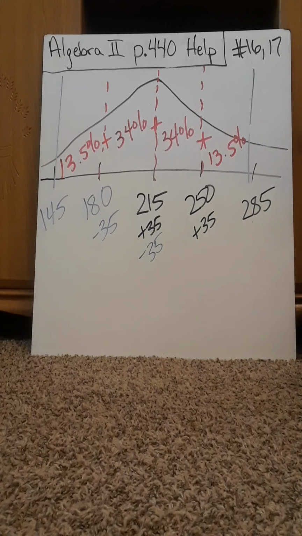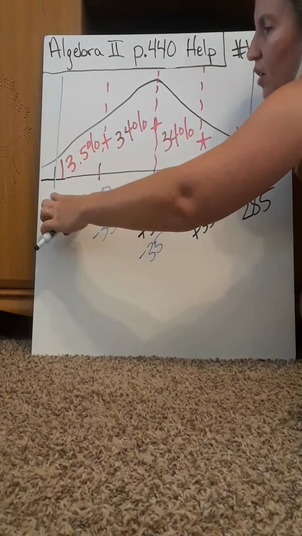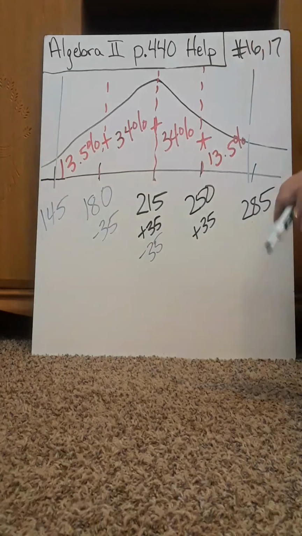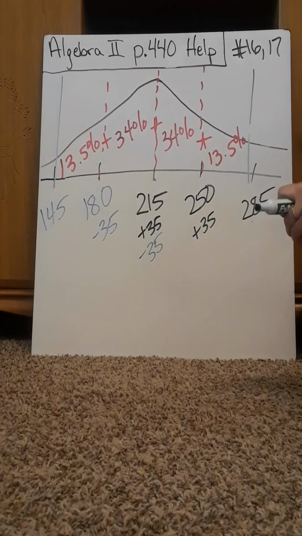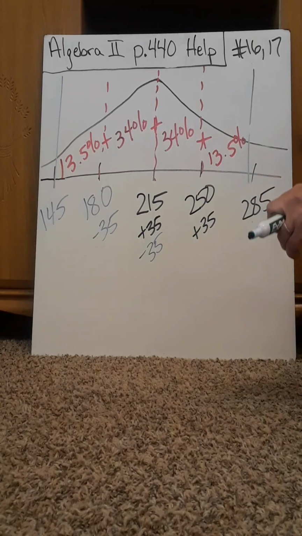Now let's read 16. It says, what proportion of the printers cost less than 145? So look on your number line and see if you can find 145 on your number line. 145 is way down here on my number line, 2 standard deviations below the mean. Okay? I want to know what proportion, or what that really means is what percentage. What percentage of my data is going to be, or in this case, what percentage of the cost of the printers is going to be less than $145.